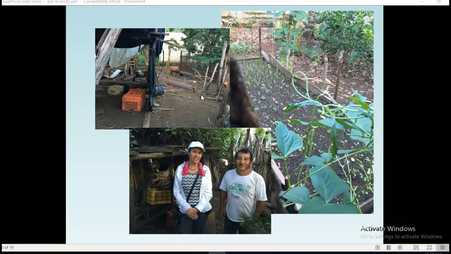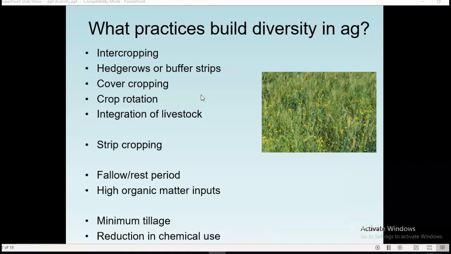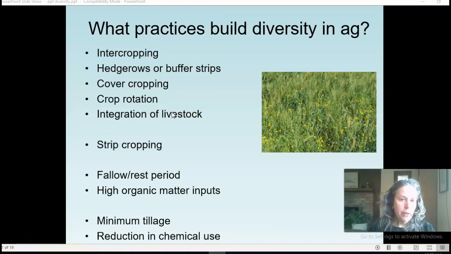We will talk more about tropical home gardens as having a very high level of diversity, but in temperate areas like ours, I would say we also do see that with some of our homestead and permaculture designs. Let's look at the practices that build diversity in ag. It may be practices where you're adding in new crops or new species, that you're intercropping, that you're adding hedgerows or buffer strips.